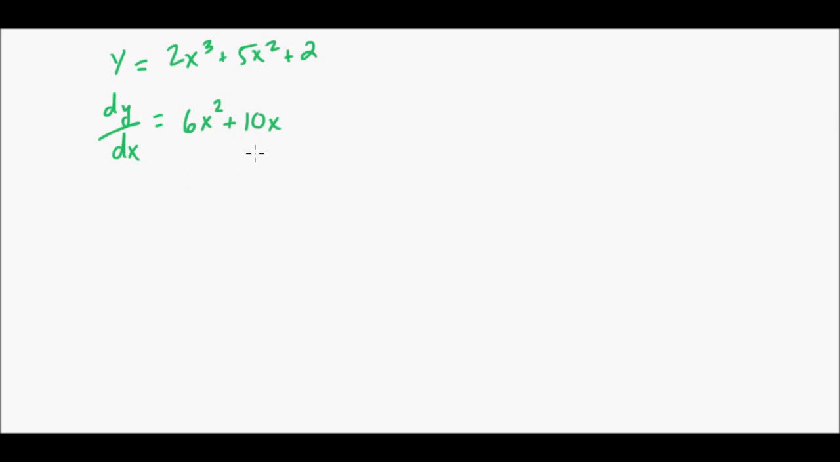Now what we can do is, let's say at x equals 1, what if we want to find the derivative? At x equals 1, we would just sub it in. So 6 times 1 squared plus 10 times 1. This function is going to be increasing quite rapidly because you have x to the third power here, you have x squared here. So at x equals 1, the gradient would be 16. That's one way to write it.